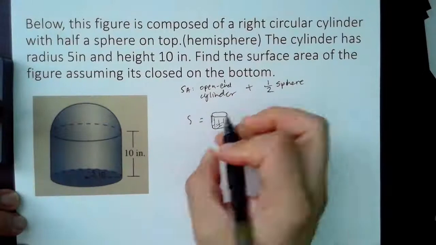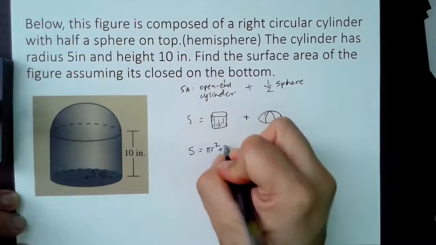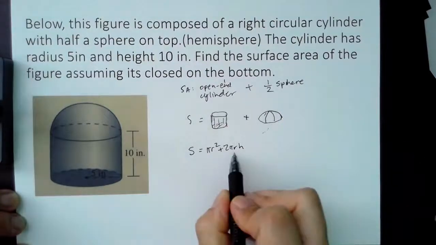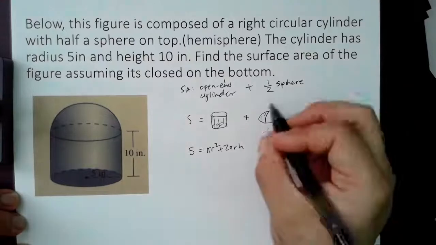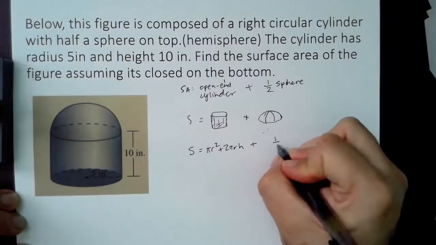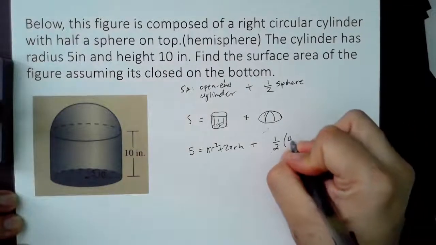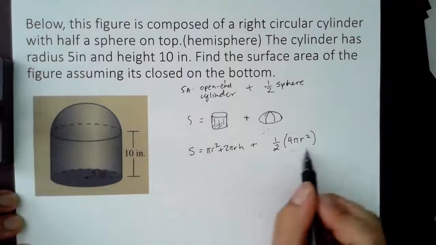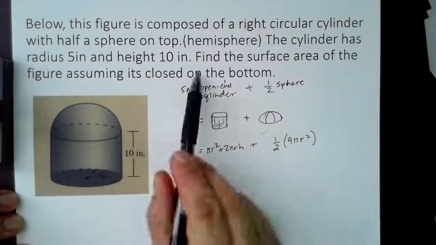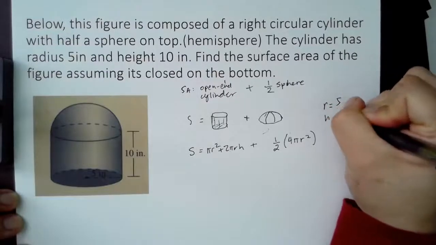Remember, what is it if it's closed on one end? The formula for closed on one end is pi r squared plus 2 pi r h, right? Because 2 pi r h is the label and the pi r squared is the circle on the bottom, plus we already know the formula for a full sphere, 4 pi r squared, so for a hemisphere it's just half that. We don't even have the dimensions yet, but we're getting the idea. We do know the radius is 5 and height is 10.